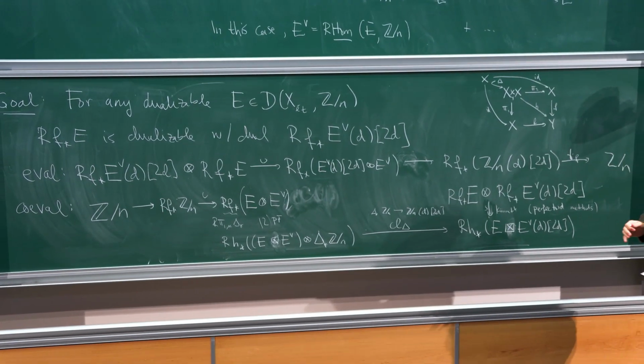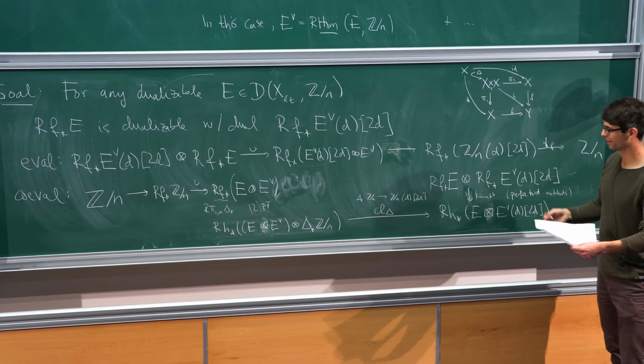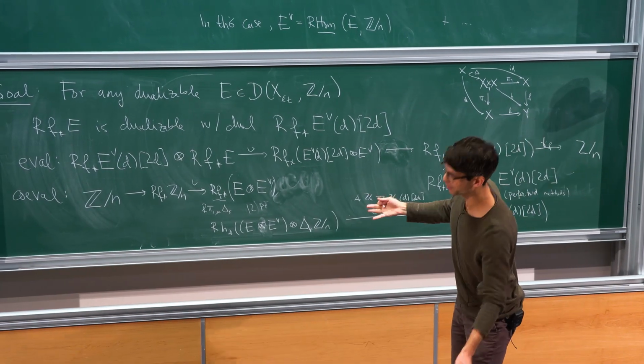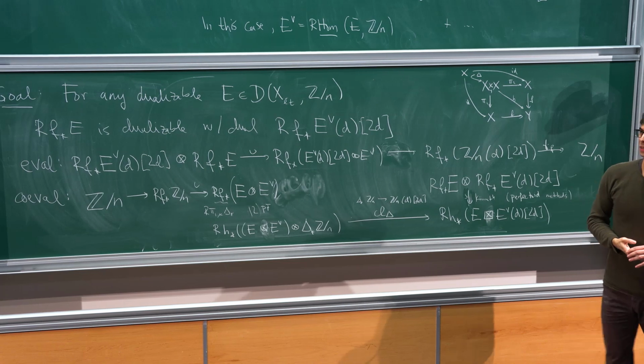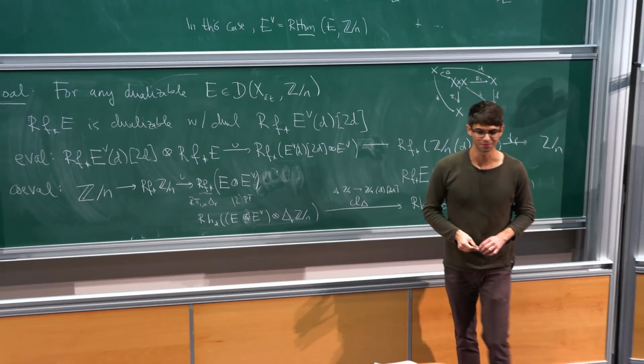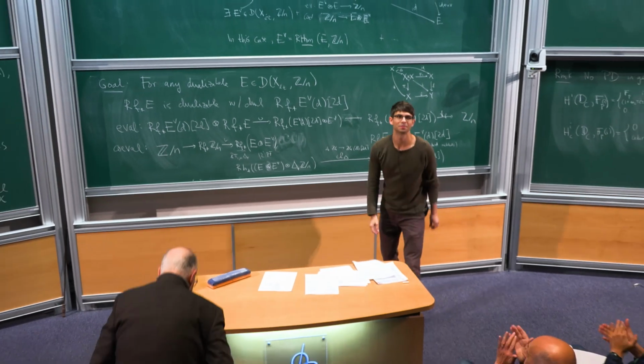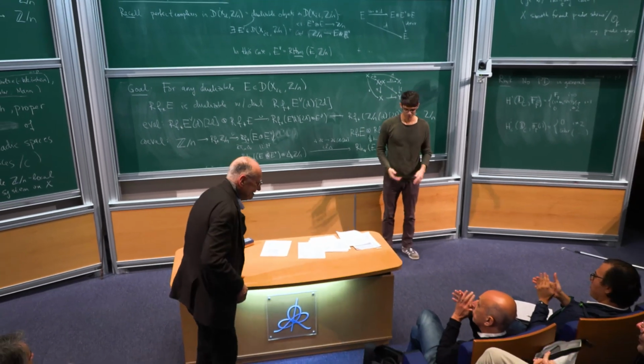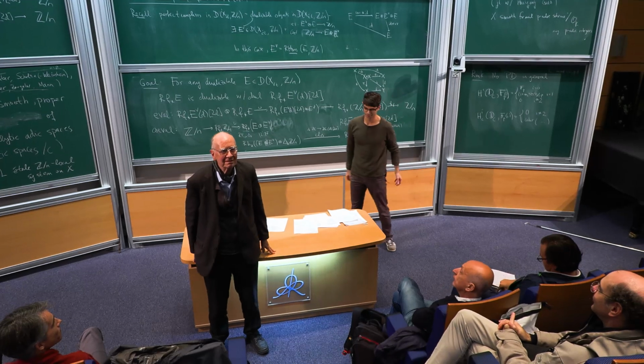statement. It takes quite a bit of work, but the essential input is that the trace of a cycle class is equal to 1. Okay, I'm already out of time, so let me stop here. Questions or comments?